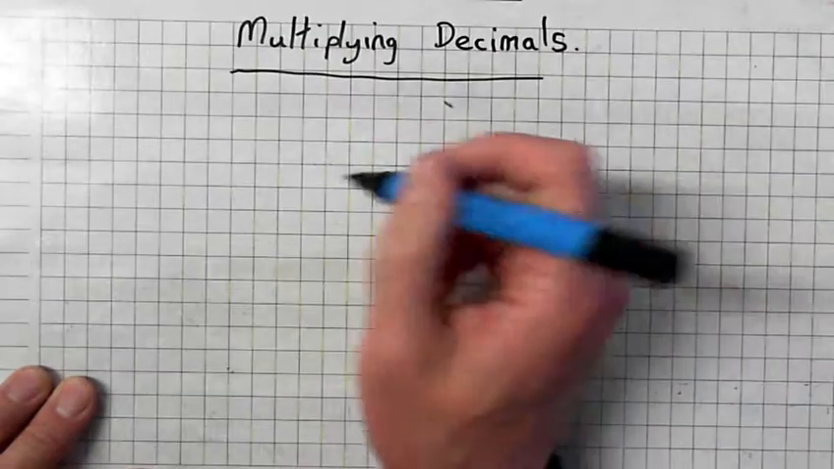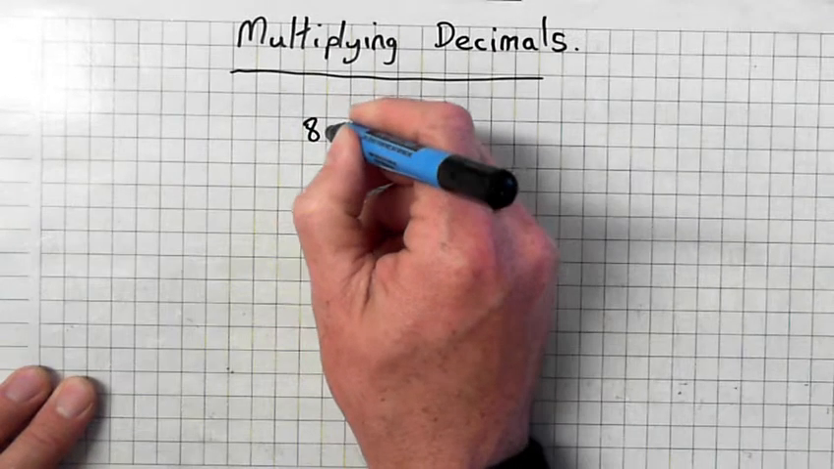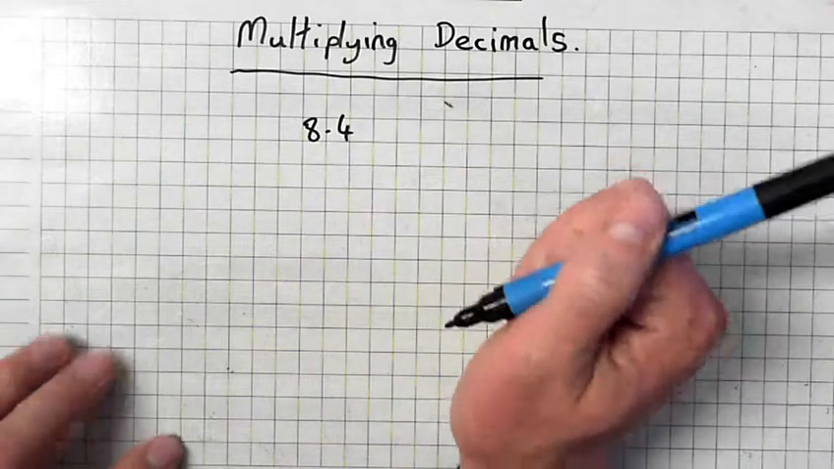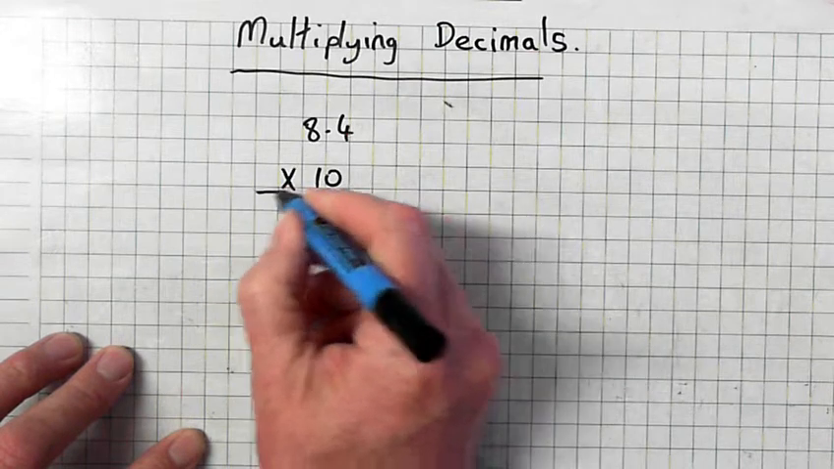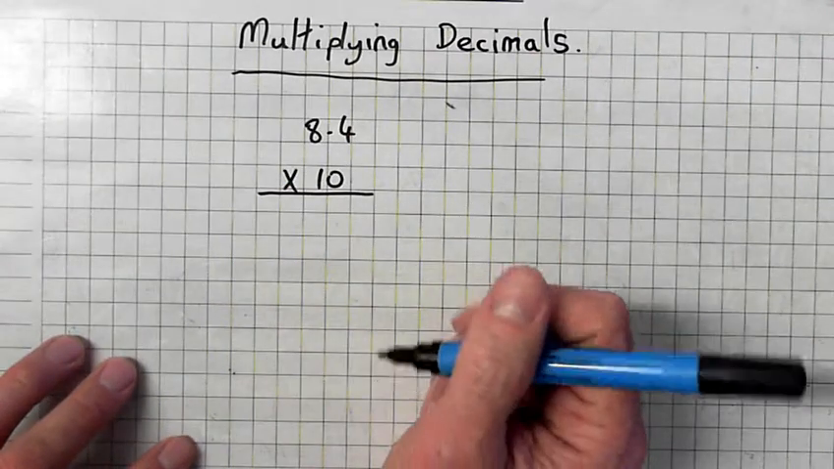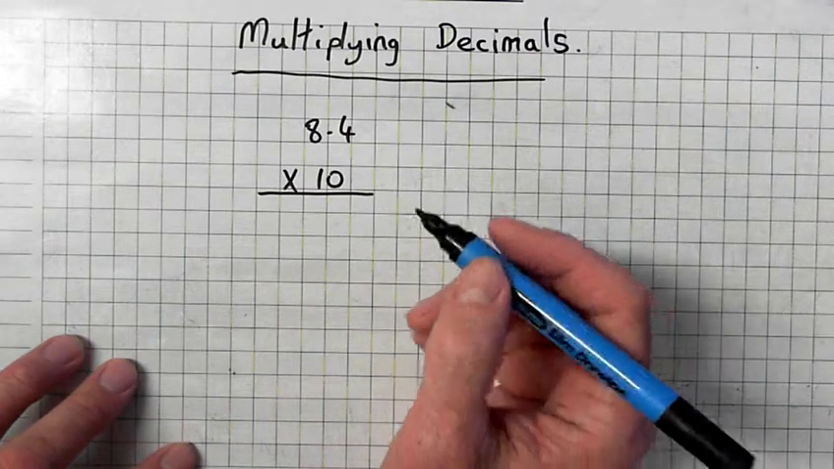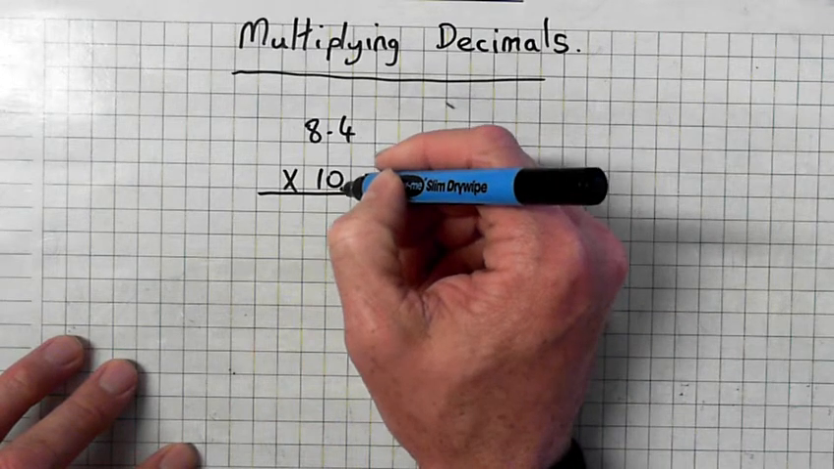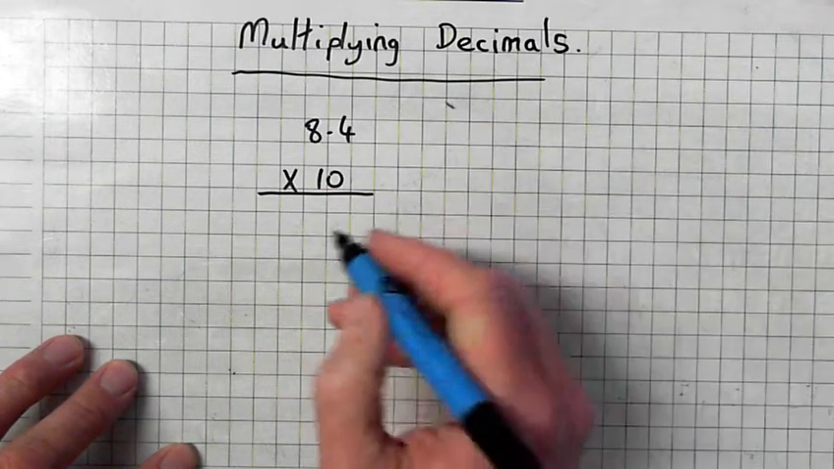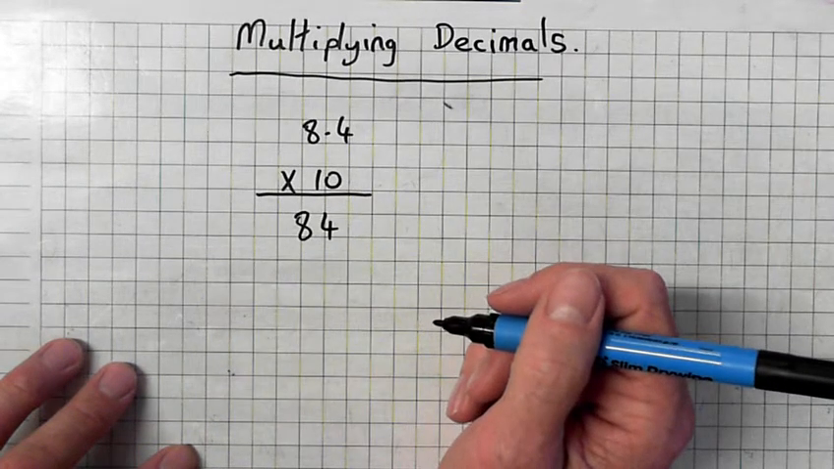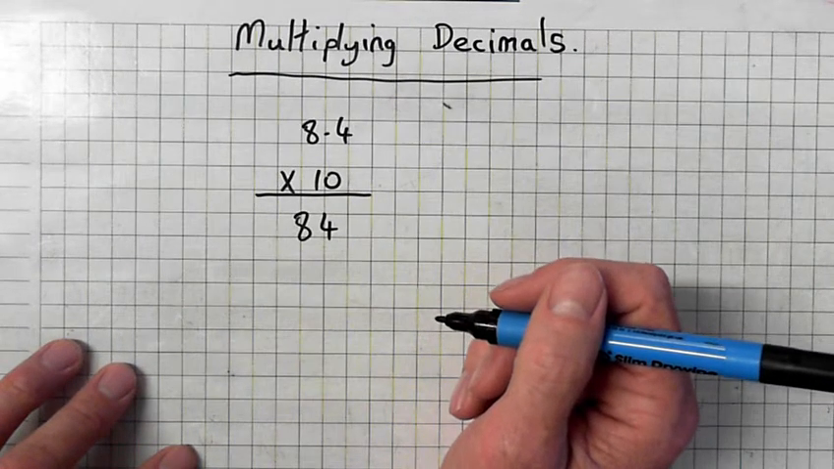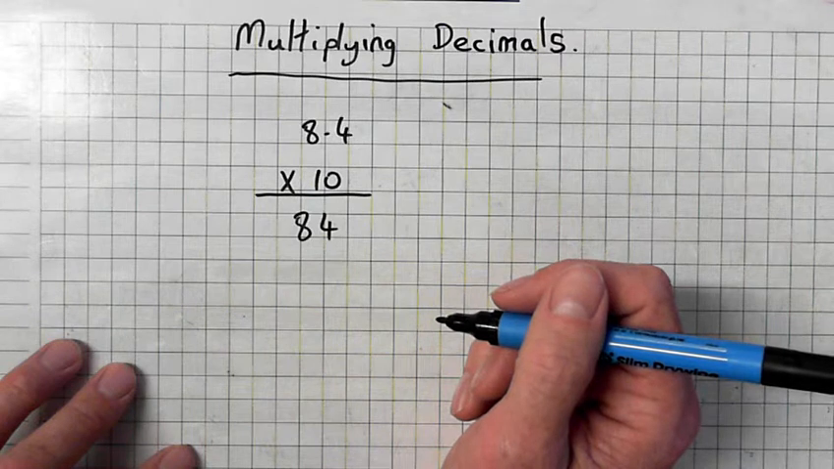Let's say I had 8.4 times 10. If I had 8.4 multiplied by 10, the answer is 84. Why is the answer 84? Because there's one 0 and the decimal goes one place to the right.